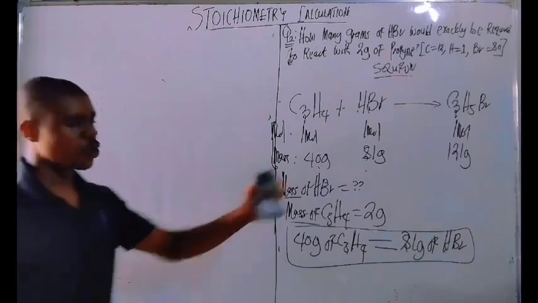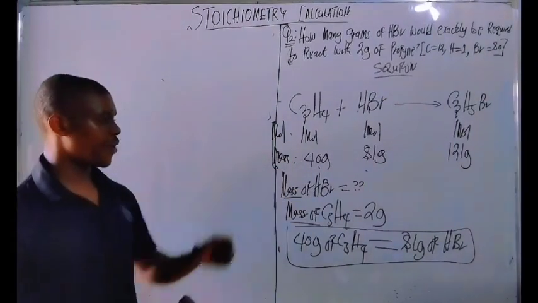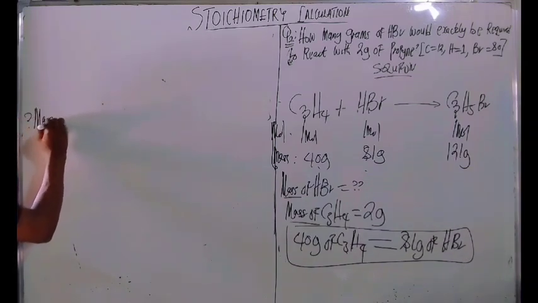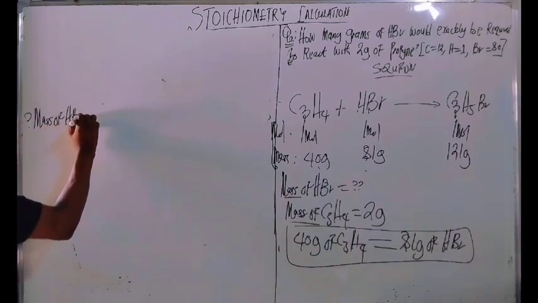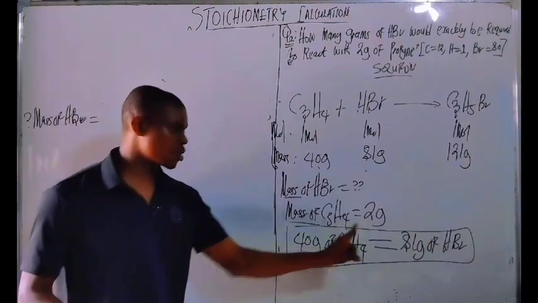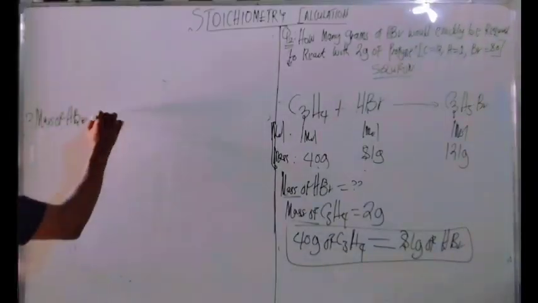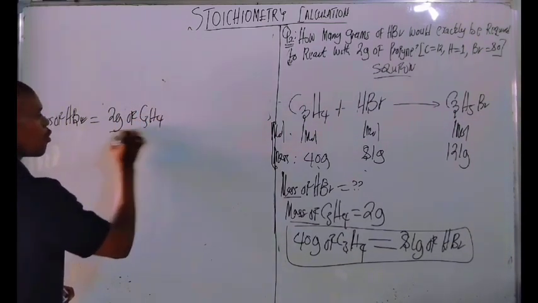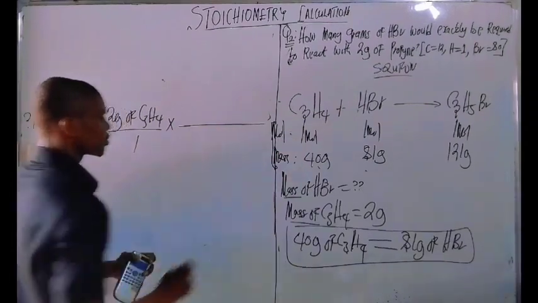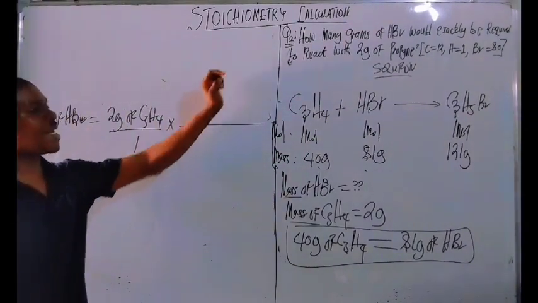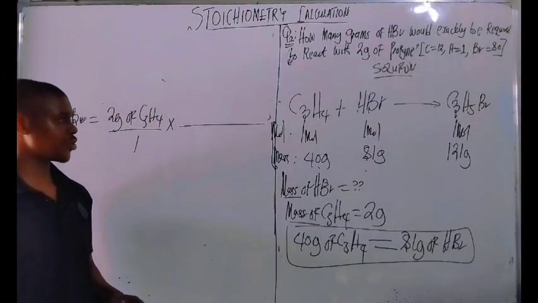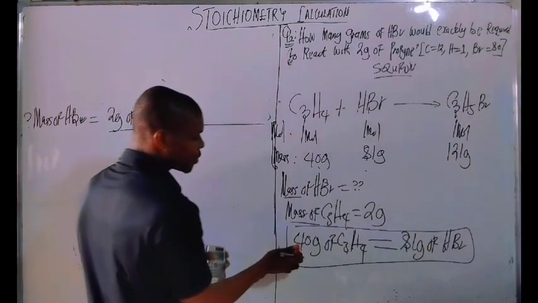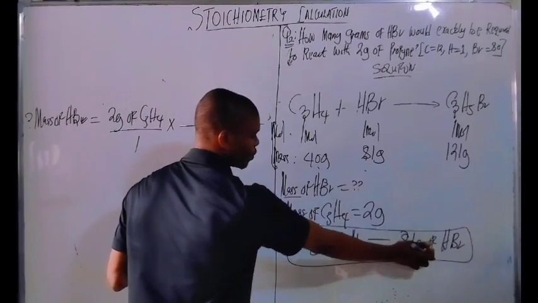So the last step is to look for the mass of HBr now. So the mass of HBr equals, what will we give? We will give 2 grams of propane, C3H4, over 1 times. Now let me ask you here, which will be at the top and which will be at the bottom? Here we have 40 grams of C3H4 equals 81 grams of HBr.